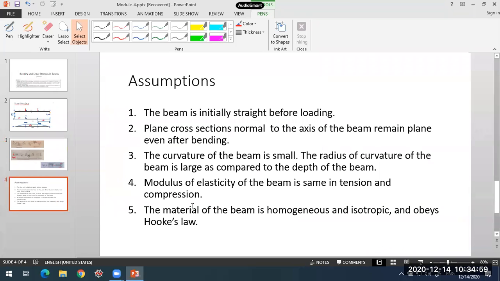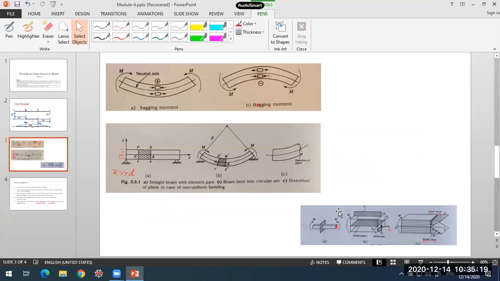So the material of the beam is homogeneous, that is one thing. Then what you have is, it is isotropic. What does isotropic mean? You must have studied this in physics. The properties of the material are same in all directions. Whether you take x direction, y direction, or z direction, in any direction, modulus of elasticity is same. Poisson's ratio is same. Any property you consider for that material, it will remain same in all the directions.